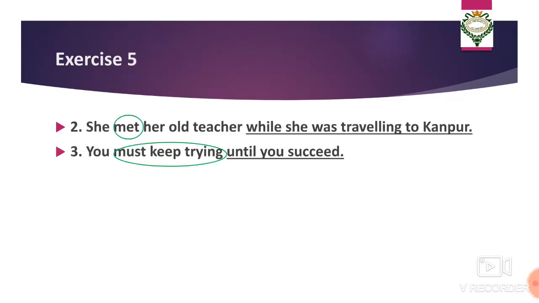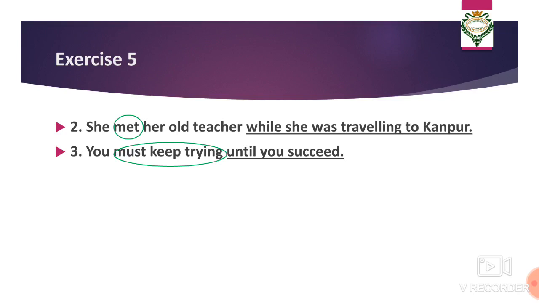Now this is exercise 5. Over here you have to underline the adverbial clause and then circle the verb in the main clause about which the adverbial clause add information. She met her old teacher while she was traveling to Kanpur. So the dependent clause over here is while she was traveling to Kanpur. This is adverbial clause and it adds meaning to the verb met. So you have to underline this verb, circle this verb.